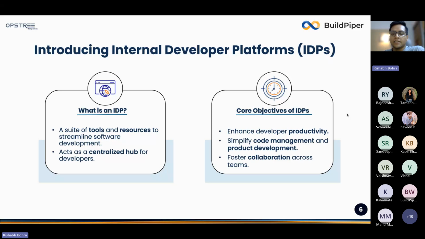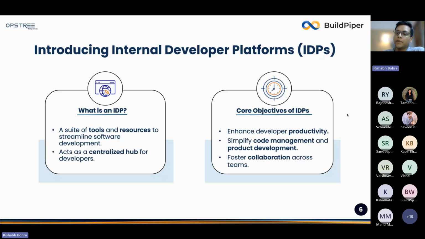Talking about the core objectives of the IDP, the main objective is to enhance developer productivity and make it multifold, so that developers are less concerned about all the problems that they might be facing in their day-to-day activities, be it verifying whether the deployment was successful, or verifying whether their code is even compliant with the security standards that the organization needs to follow, etc.